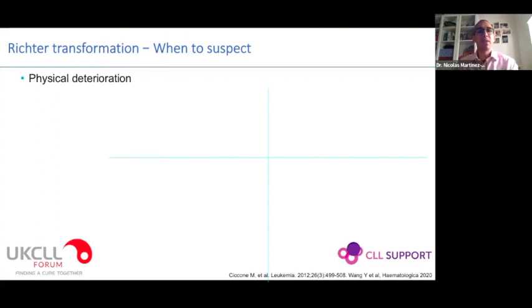So when do you suspect Richter's? I think this is not a big surprise. What I'm going to tell you is: any physical deterioration, any rapid growth or discordant growth of lymphadenopathy. The lymph nodes of CLL and any other chronic lymphoid malignancy tend to grow harmonically, at the same pace. And when there's one that grows disproportionately, that's where the alarm bells should be ringing.